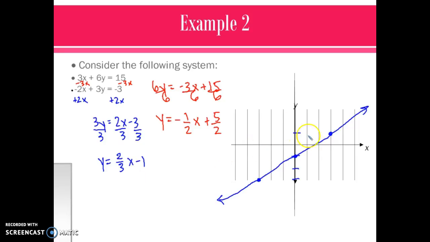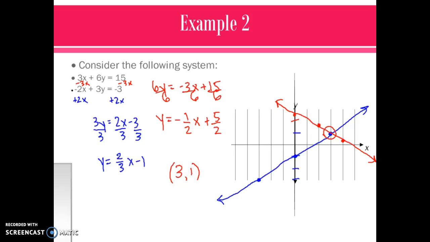So to go back to the red one, up at 2.5, and down 1, right 2. Down 1, right 2. And I can see my intersection is at 3, 1.